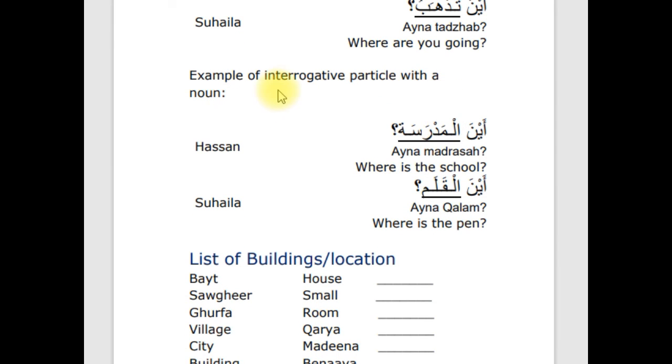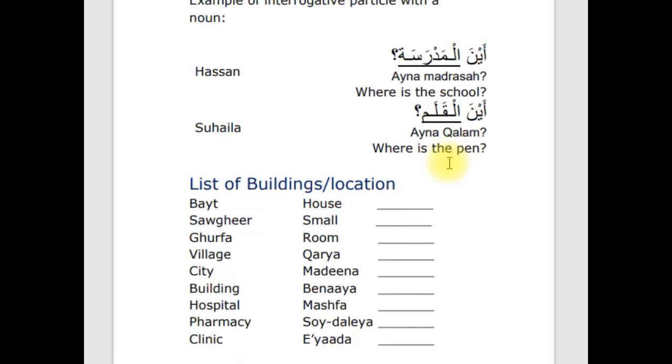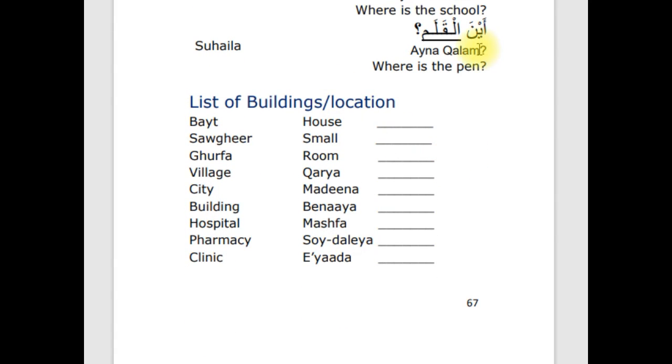Example of interrogative particle with a noun: Aina madrasa? Where is the school? Aina qalam? Where is the pen? Here is a list of buildings and locations. What you need to do is just go to Google Translate, key in the English words, and bam, you will have an Arabic word. Just write the Arabic words here.